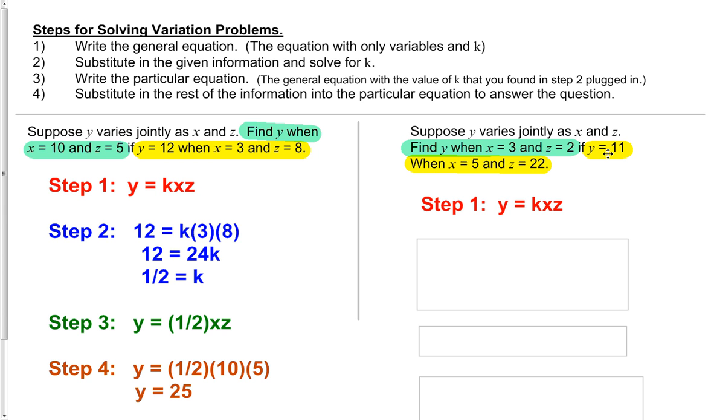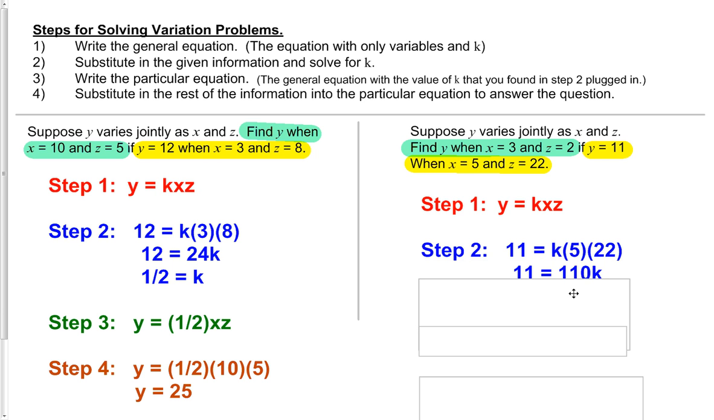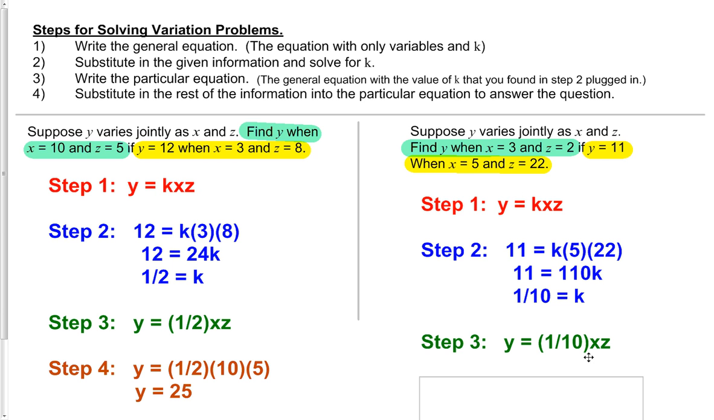So let's use that information in yellow to find our value of k, because we're given all 3 variables. So plug 11 in here, and then 5 and 22 on the other side. We get 11 is equal to k times 110. And then if we divide both sides by 110, we're going to get k equals 1/10 on the other side. So now we have our value of k. Plug that into our general form, we're going to end up with the specific equation, y equals 1/10 times x times z.